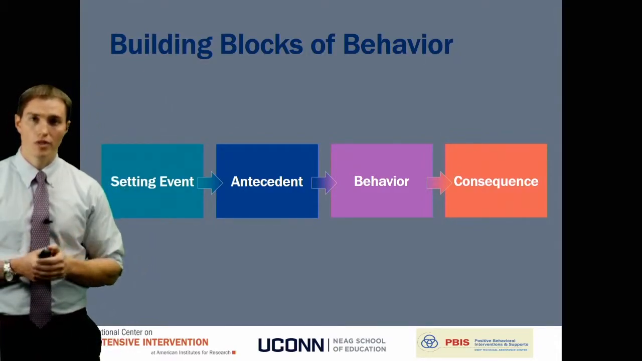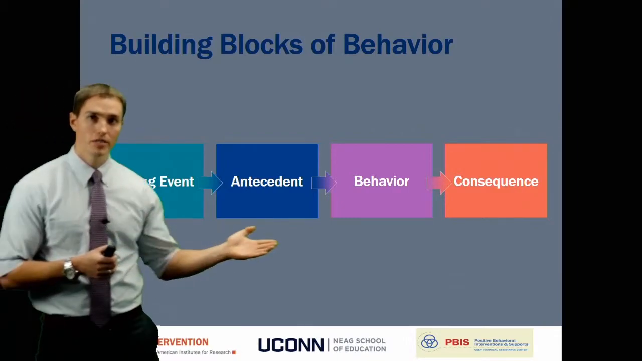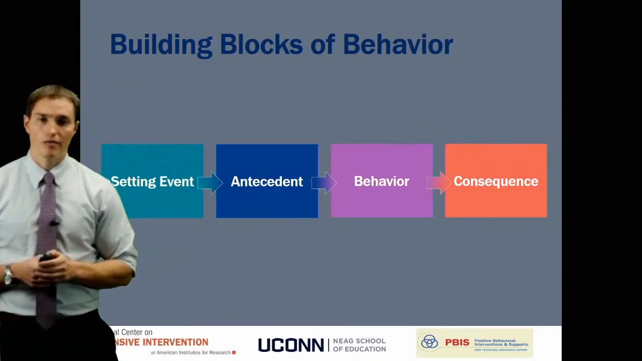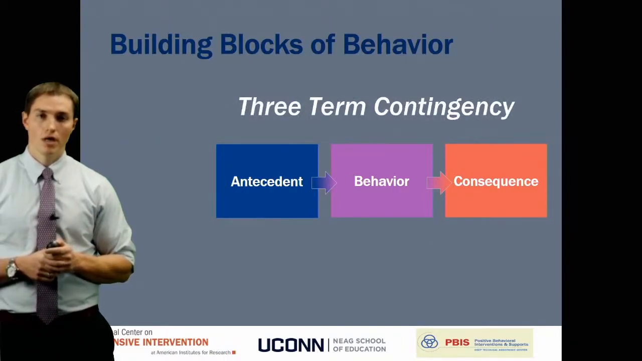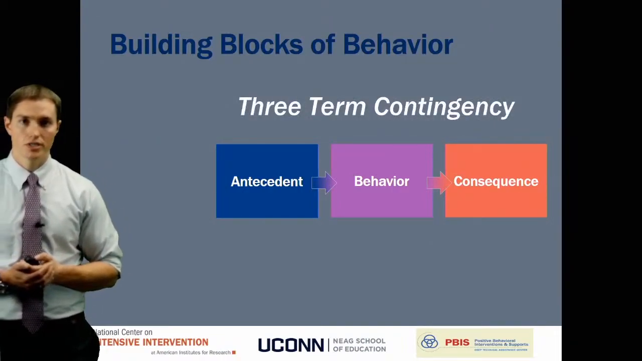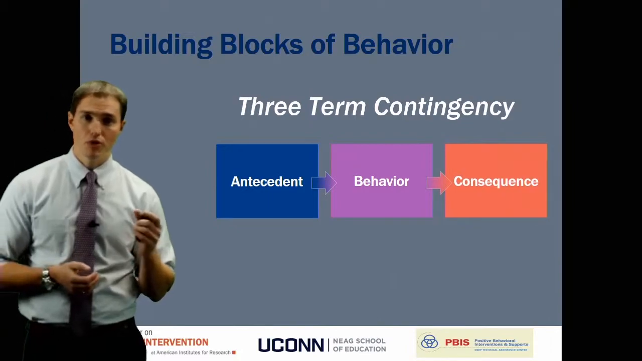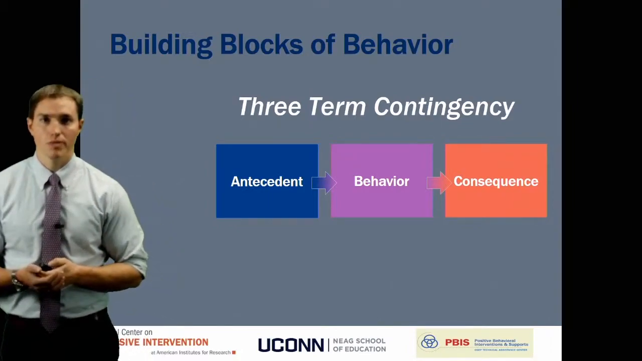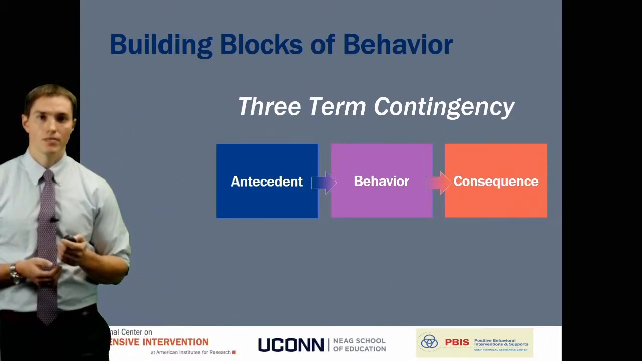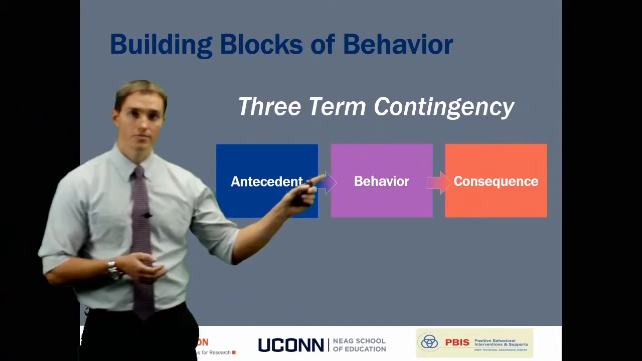Many of you out there viewing this part have likely heard of the ABCs of behavior, or the antecedent, behavior, and consequence contingency. This is also known as the three-term contingency. So what I would like to do is break this down a little bit for you and explain what each of these boxes means in each of these words. First, let's start with the middle box, behavior.